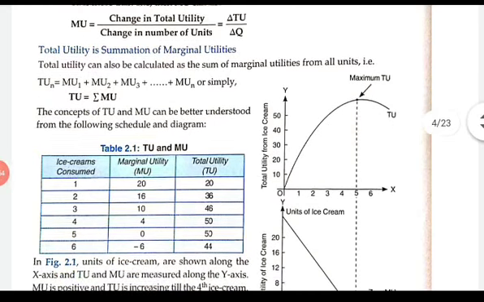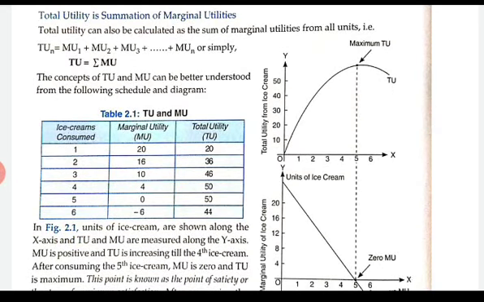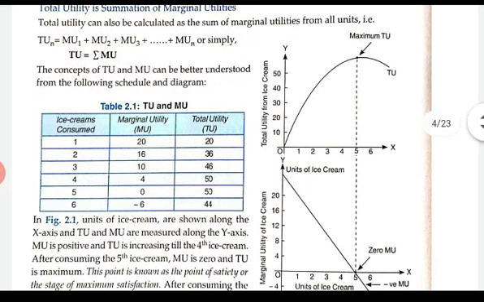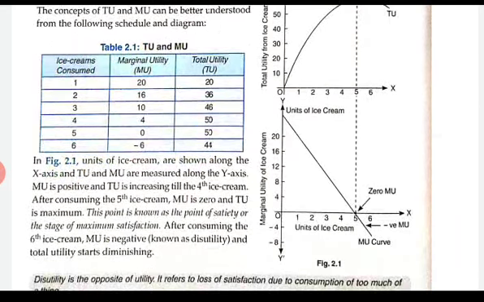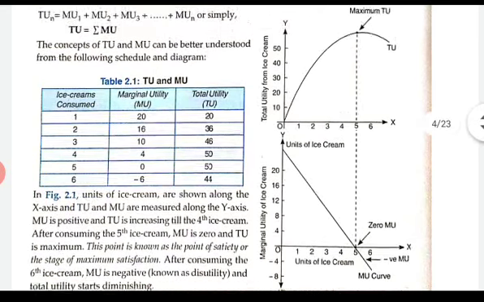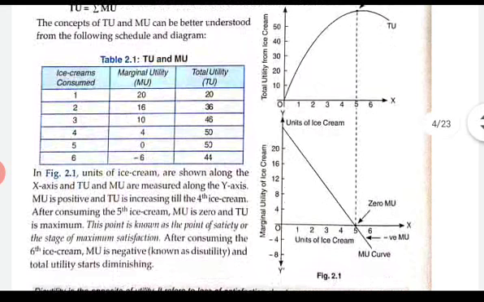Next important thing is the relationship between TU and MU. This concept of TU and MU can be best understood with the help of a schedule and diagram. Schedule means anything represented in a tabular form. Here the number of ice creams consumed, marginal utility, and total utility are given. In this figure, the units of ice cream are measured along the x-axis and the MU is measured on the y-axis.